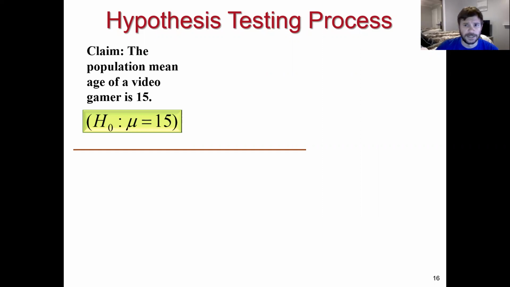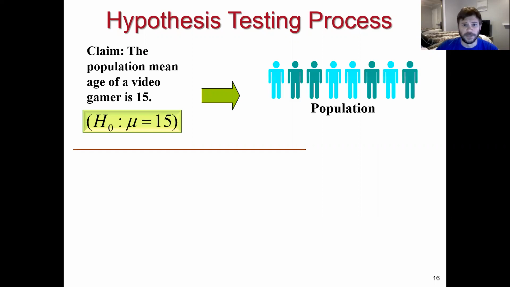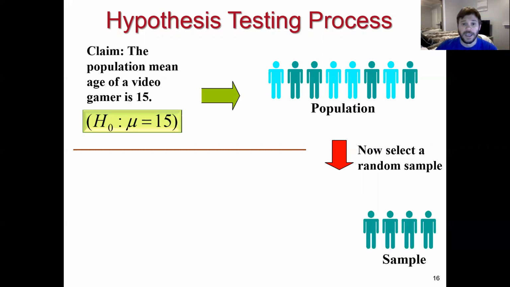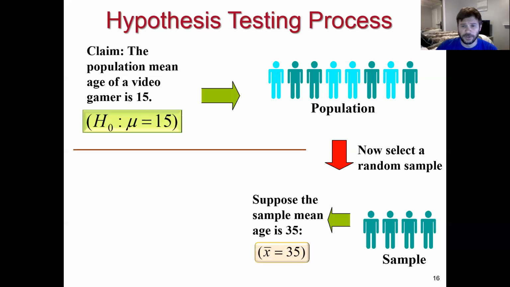The basic idea was that we had some claim about the population mean. Here in this example, our belief is that the mean age of a gamer is 15 years. And then we take a look at the entire process of hypothesis testing, which again starts with us identifying the relevant population of gamers. And then we select some sample randomly from that population. So we now have a sample of gamers and we look at the average age of our sample. And in this sample, it turns out the mean age is 35.